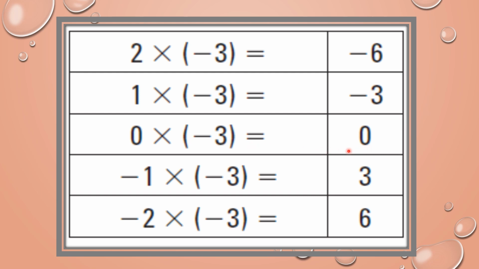Question, bakit hindi naging negative ang 0? Magkaiba naman sila ng sign. Ang 0 dito ay positive at ang 3 dito ay negative. So, dapat ang 0 dito ay negative. That answer is wrong.